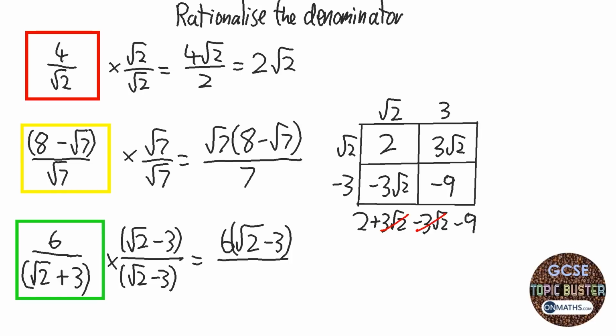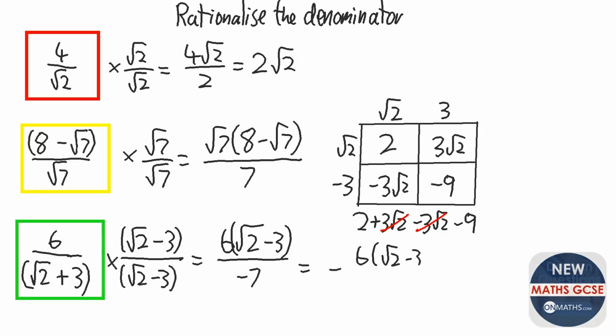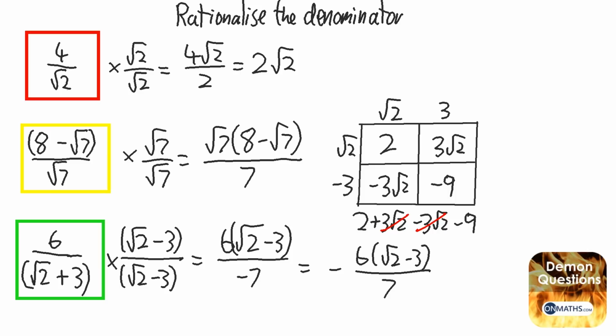These two you just get rid of because they cancel each other out. So 2 take away 9 is minus 7. So our answer is minus 6 bracket root 2 minus 3 over 7, or we can just leave the negative at the bottom.